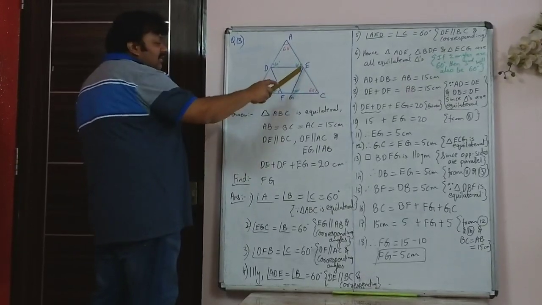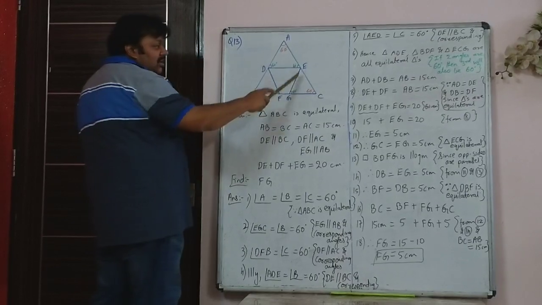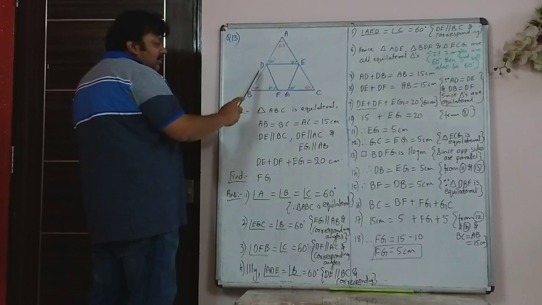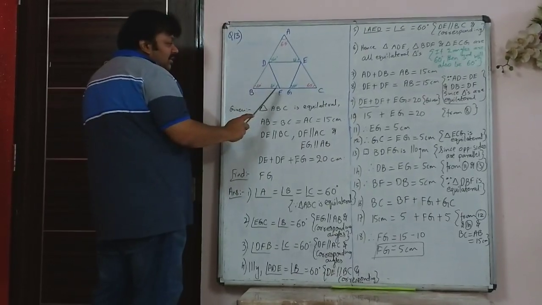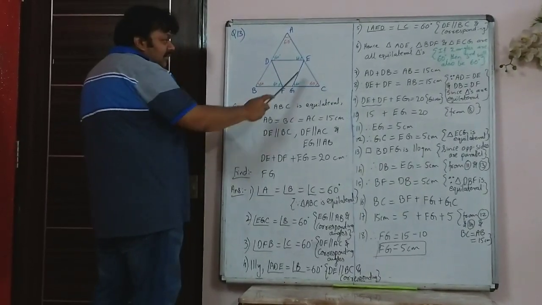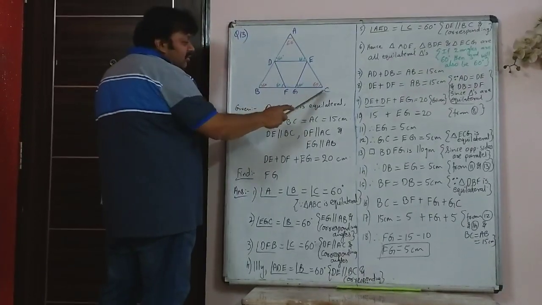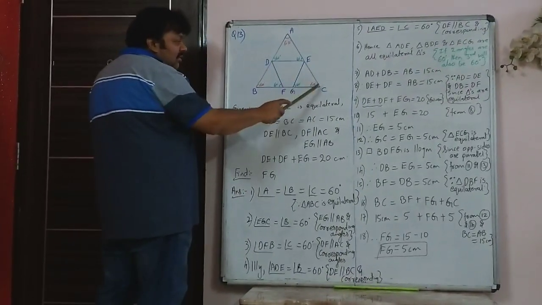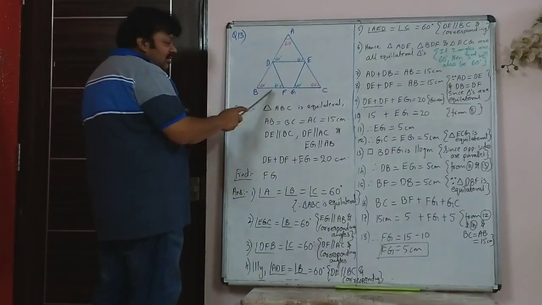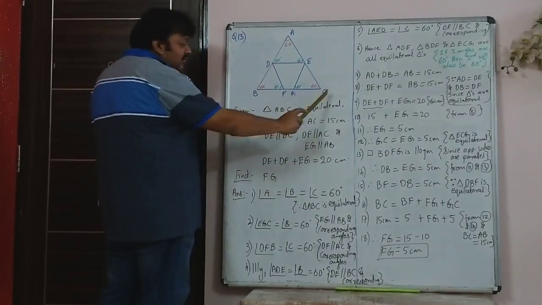If EG is 5 centimeter, you can say that BD is also 5 centimeter because this is a parallelogram. If this is 5 centimeter, that means this base is also 5 centimeter because it is equilateral. Same way, since this was 5 centimeter, this base is also 5 centimeter because this triangle EGC is also equilateral. So now you've got this is 5, and the entire BC is already given as 15.